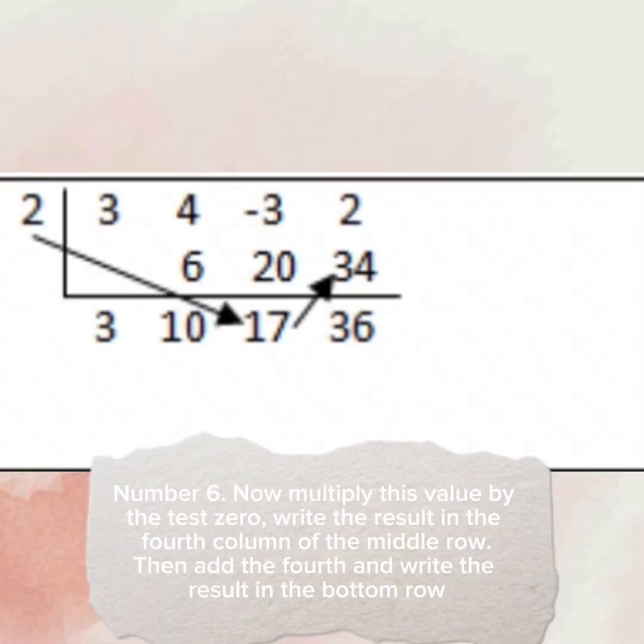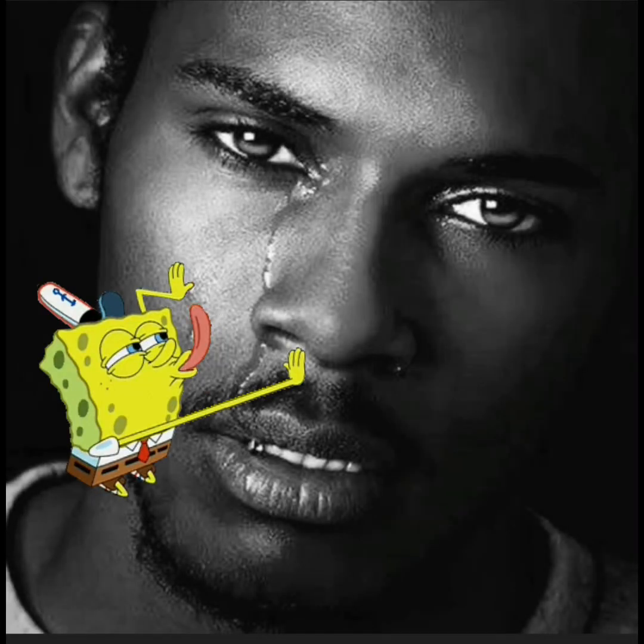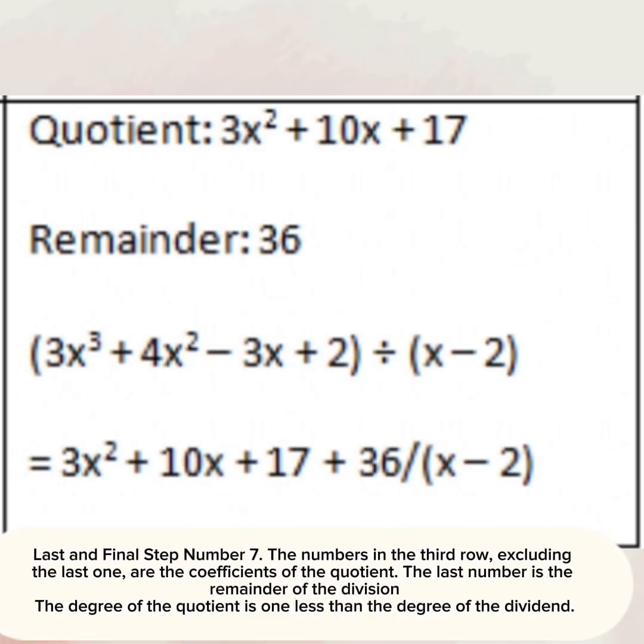Number 6. Now multiply this value by the test 0. Write the result in the fourth column of the middle row. Then add the fourth column and write the result in the bottom row. Last and final step, number 7. The numbers in the third row, excluding the last one, are the coefficients of the quotient. The last number is the remainder of the division. The degree of the quotient is 1 less than the degree of the dividend.